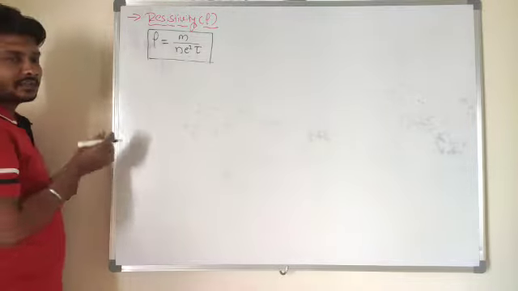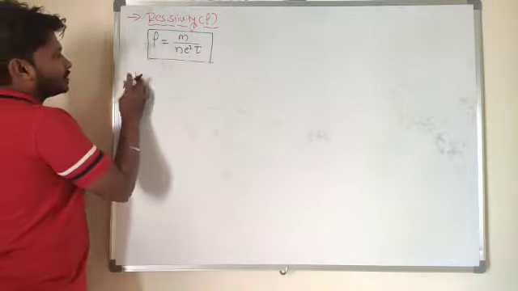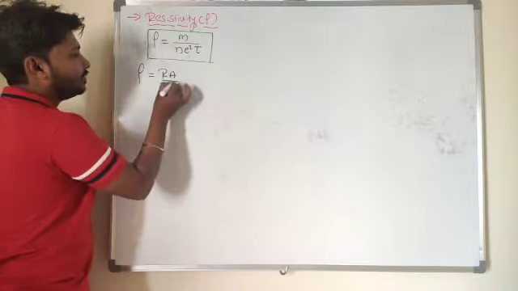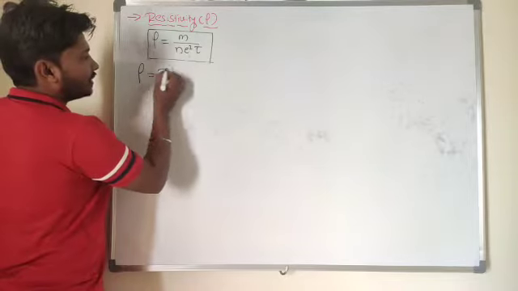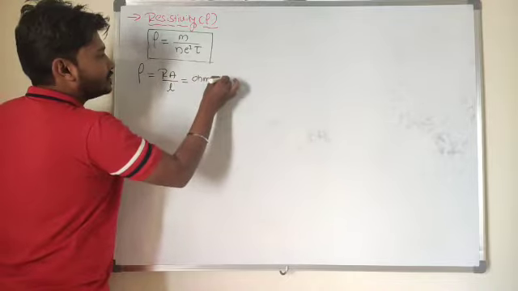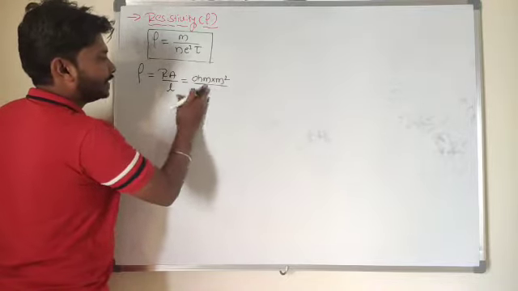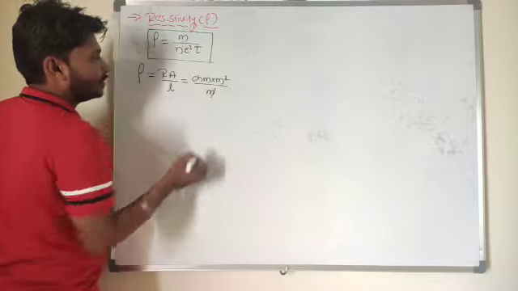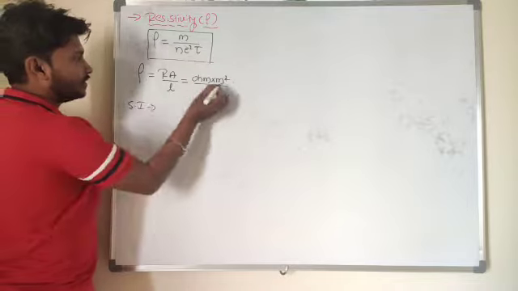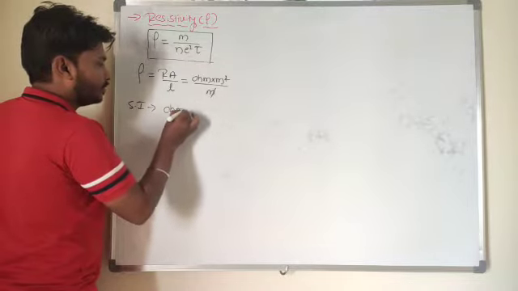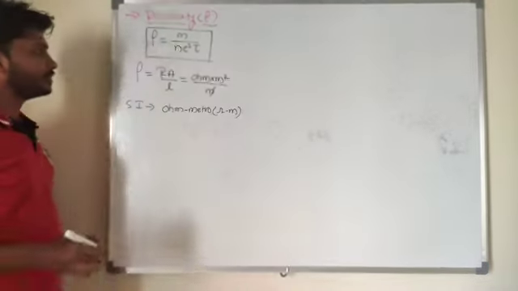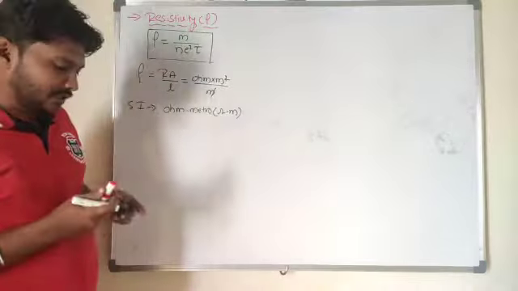What is the SI unit for resistivity? So rho is equal to R into A divided by L. Resistance is in terms of ohm, area means meter square, length means meter. So the meter term will get cancelled out. So the SI unit for resistivity is ohm meter.